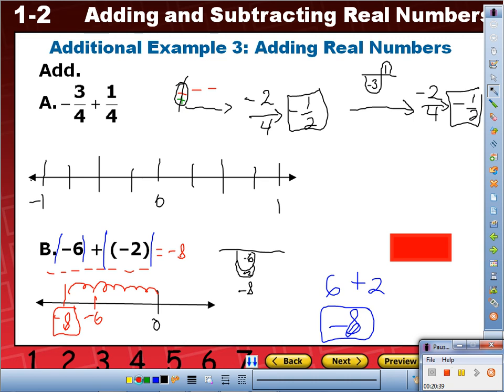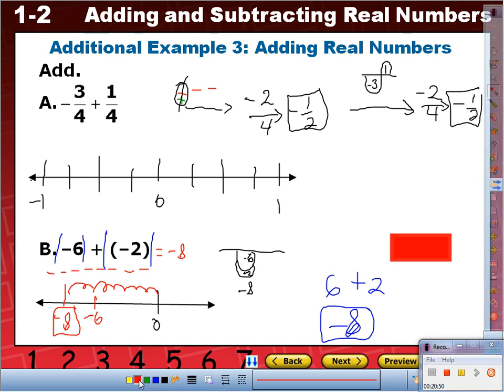Okay, let's do the jumps together. We start with, let me get my computer to react. Okay, there it is. How many negatives? 3/4. So I start at 0, and each one of these is a fourth. So how many jumps? 1, 2, 3, and I land at negative 3/4. See how that works? But then it says add 1 positive fourth.